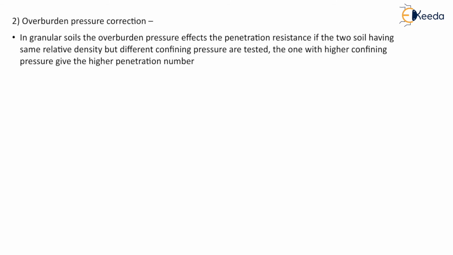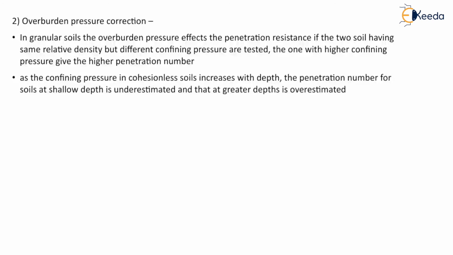Now let us discuss the overburden pressure correction. In granular soils, the overburden pressure affects the penetration resistance. If two soils having the same relative density but different confining pressures are tested, the one with higher confining pressure gives higher penetration number. As the confining pressure in cohesionless soil increases with depth, the penetration number for soils at shallow depth is underestimated and that at a greater depth is overestimated.